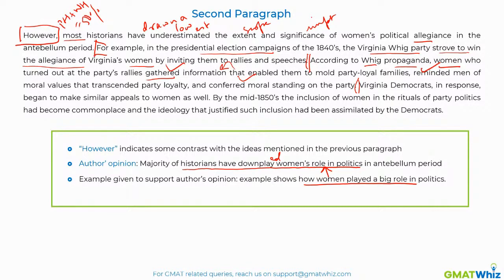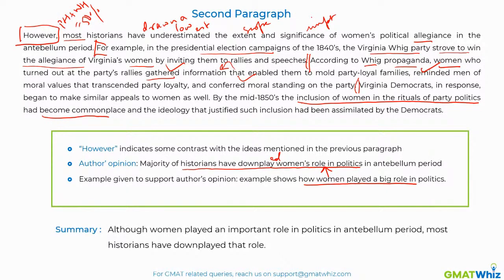And the last sentence tells us how another party, the Virginia Democrats, in response, meaning by seeing the Virginia Whig Party inviting these women, also started to invite women. And then the invitation of women, the inclusion of women in the rituals of party politics, became commonplace. So the summary here again, look at the choice of word: although women played an important role, most historians have downplayed that role. That's the summary. Clear, guys? So far, no queries? How I derived?